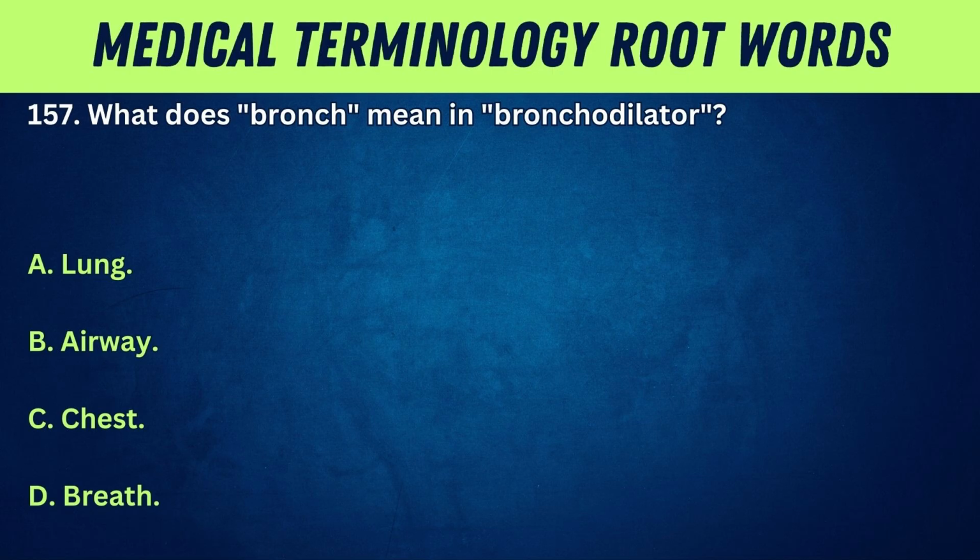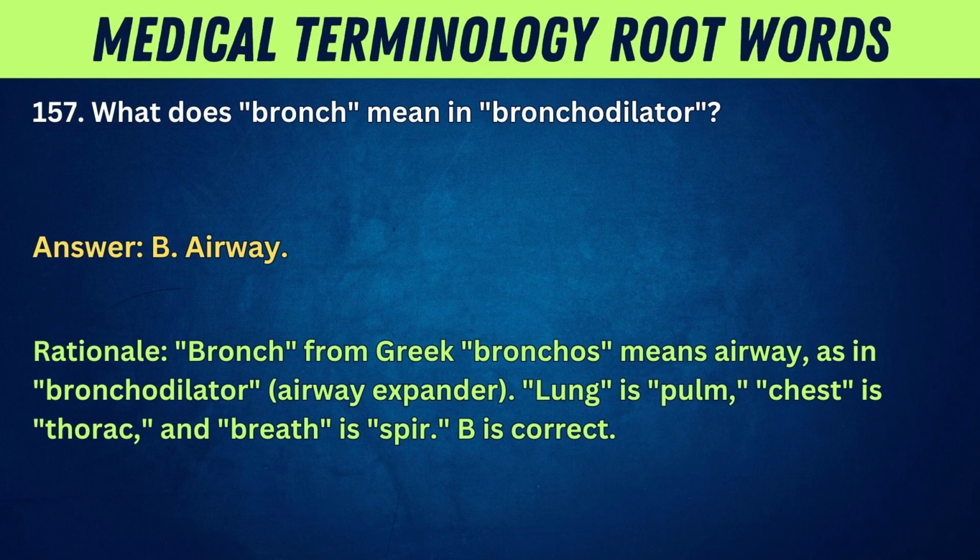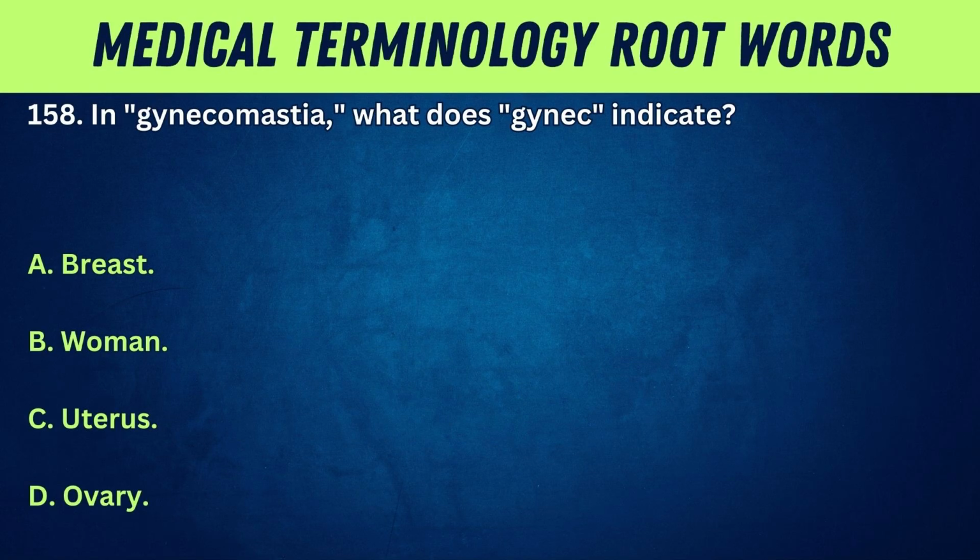157. What does bronch mean in bronchodilator? A. Lung. B. Airway. C. Chest. D. Breath. Answer: B. Airway. Rationale: bronch from Greek bronchos means airway, as in bronchodilator, airway expander. Lung is pulm, chest is thorax, and breath is spir. B is correct.